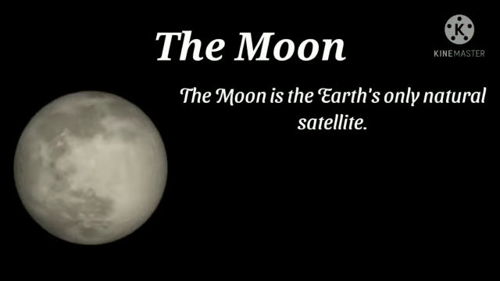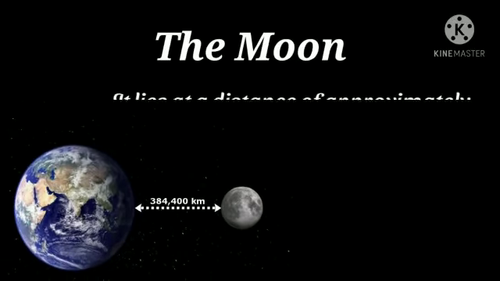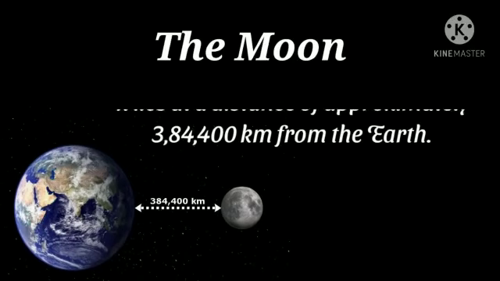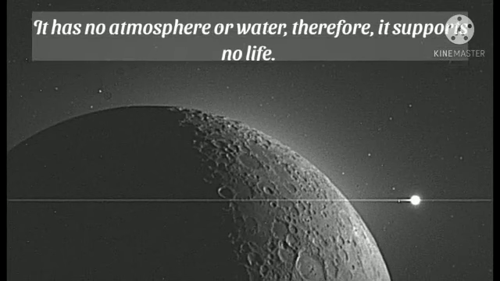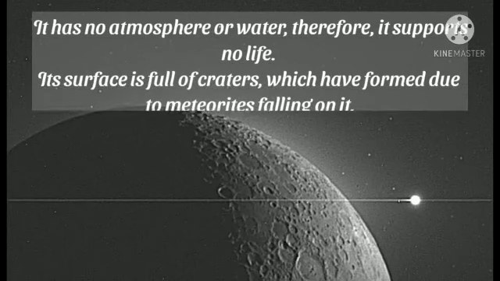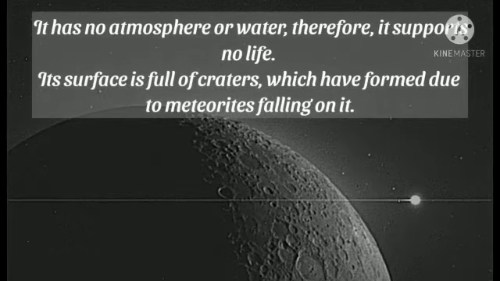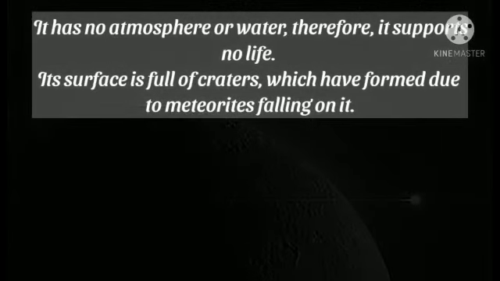The moon is the Earth's only natural satellite. It lies at a distance of approximately 3,84,400 km from the Earth. It has no atmosphere or water, therefore, it supports no life. Its surface is full of craters, which have formed due to meteoroids falling on it. Crater means a hole in the ground, usually caused by an explosion.